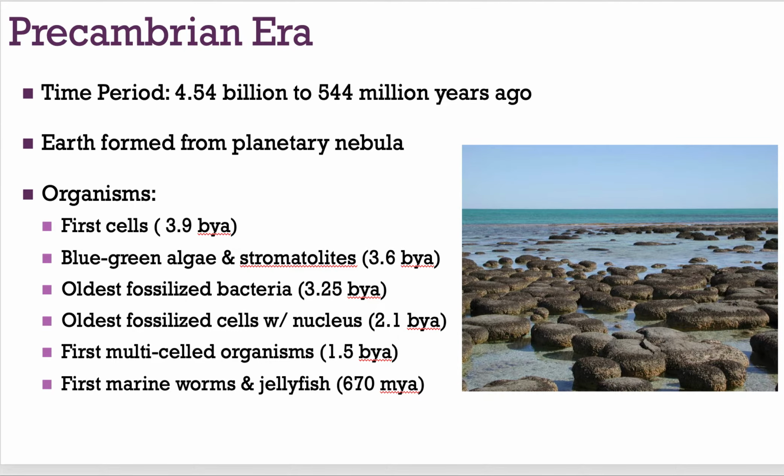All right. So first up, let's talk about the Precambrian era. This occurred 4.54 billion years ago, all the way up to 544 million years ago, and this is when the Earth first formed. The first cells showed up. There was algae, there was some bacteria, the first cells with a nucleus in them, and then we got some multicellular organisms, and then, to finish off, our first marine worms and jellyfish arriving. So quite an era of all those things occurring. Sounds kind of boring, but that's when life first got here on Earth.